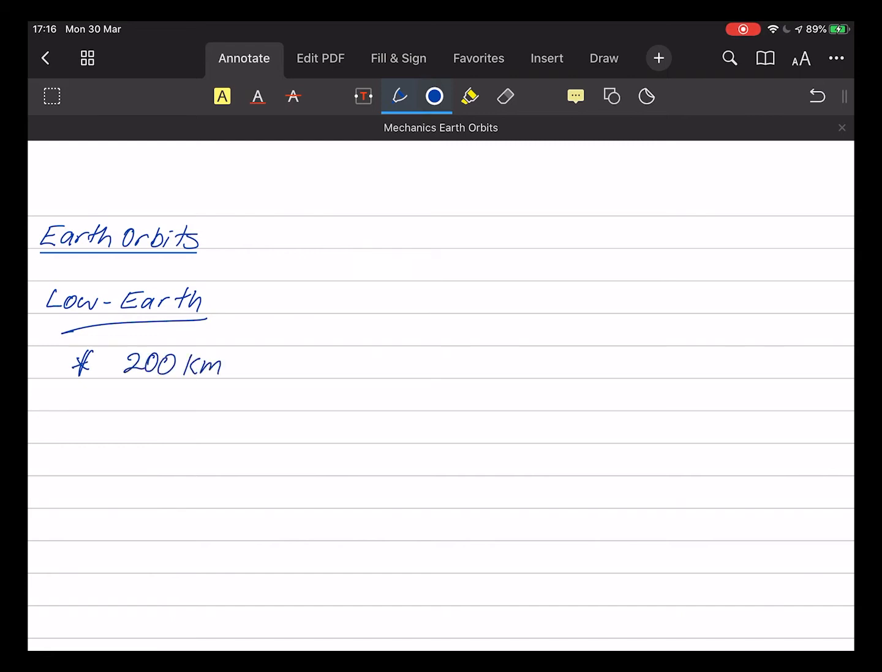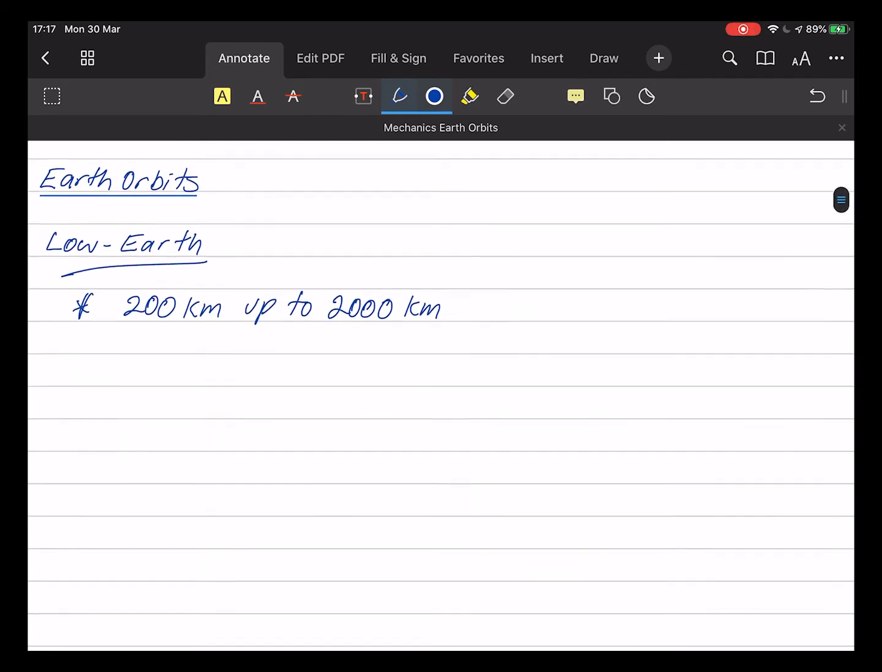So 200 kilometers. This is altitude. Up to 2,000 kilometers is referred to as low Earth orbit.